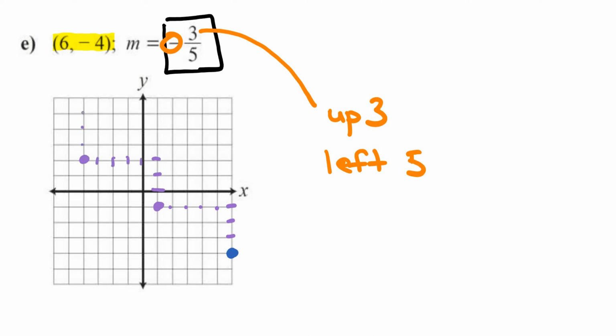And then up 3, 1, 2, 3, and then I'm out of space there, so I guess I have enough room for just 3 dots there. And then after I plotted those points, let's draw a line connecting those dots. And there's the line for letter E.